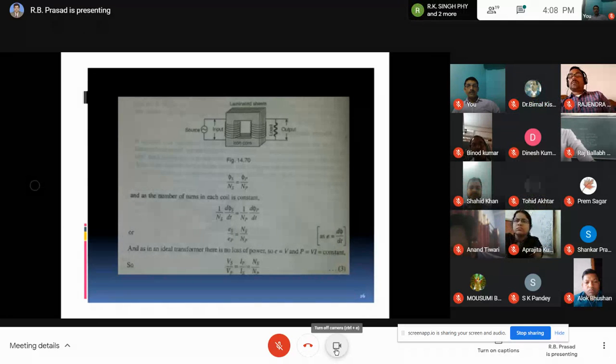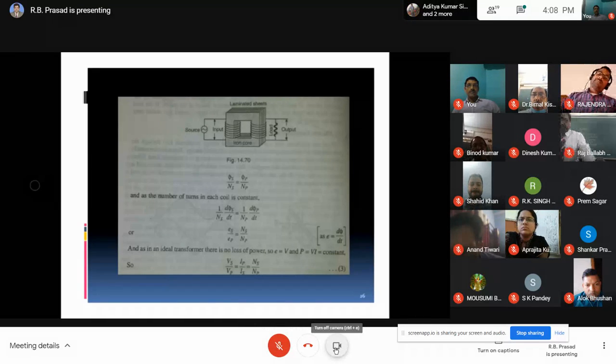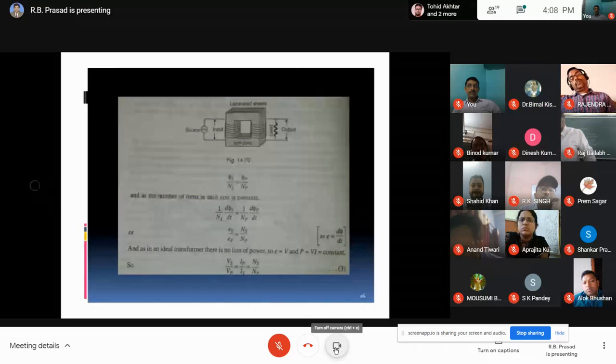So there is a relation between primary EMF and secondary EMF with the number of turns in the coil in the transformer. As in an ideal transformer, there is no loss of the power.